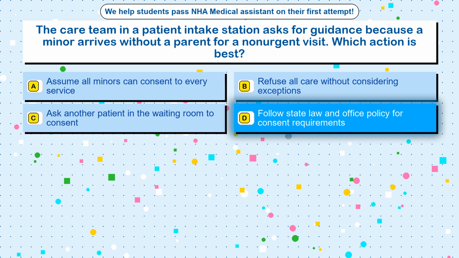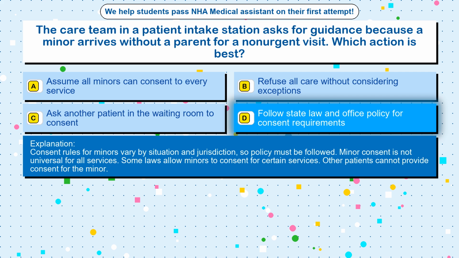The correct answer is option D. Follow state law and office policy for consent requirements. Consent rules for minors vary by situation and jurisdiction, so policy must be followed. Minor consent is not universal for all services. Some laws allow minors to consent for certain services. Other patients cannot provide consent for the minor.